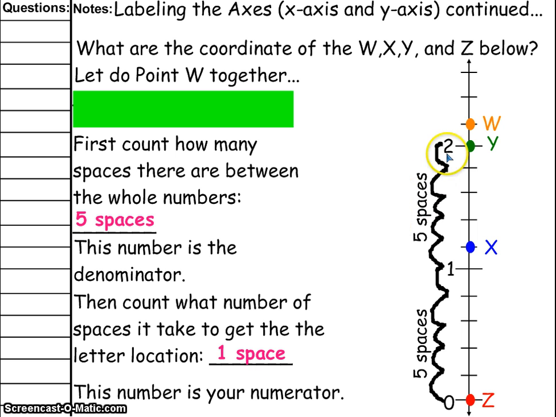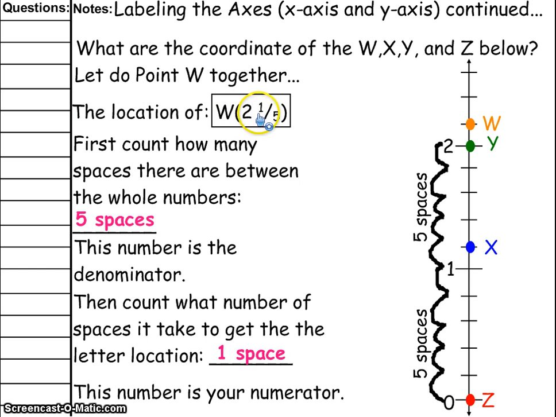So again, since W is past the whole number 2, it is going to be a mixed number. So we're going to have a whole number and the fraction of where point W is. So the location of point W is at 2 1/5.